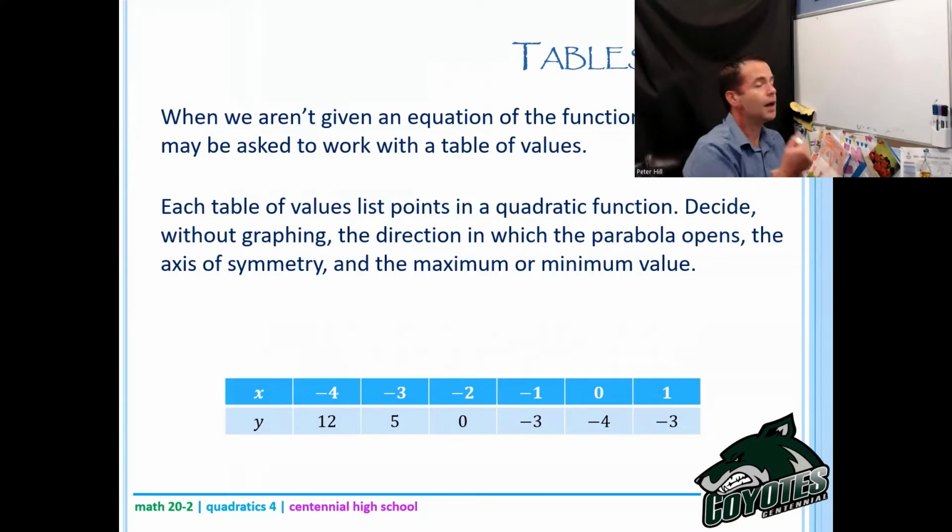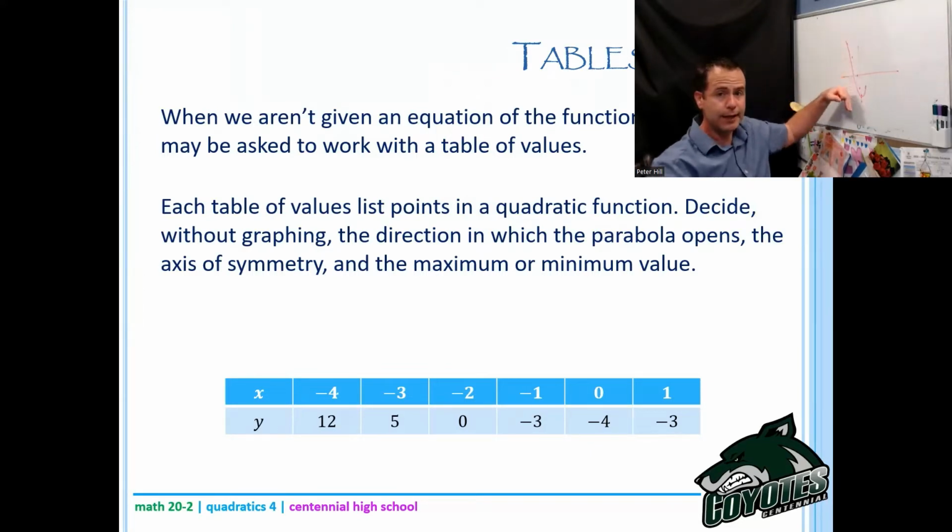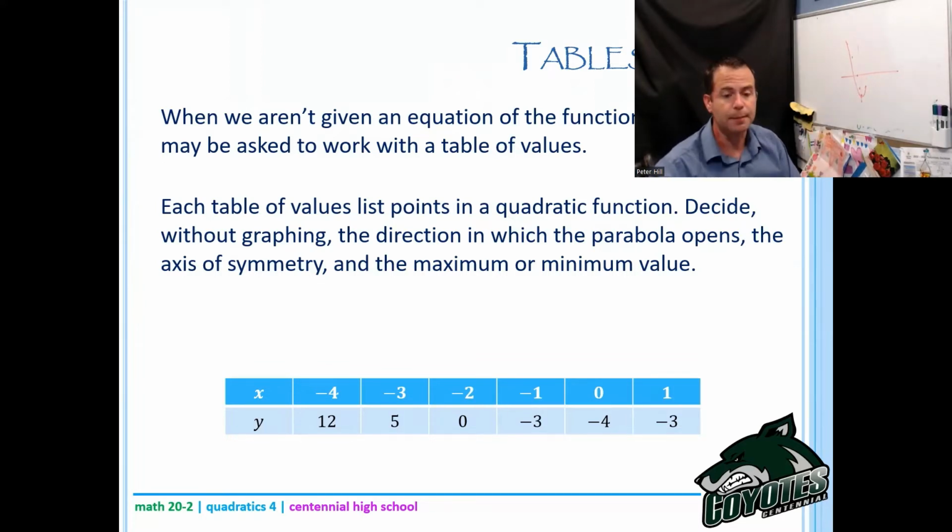What I want you to notice, and we could just draw it out for a second: at -4, I'm at 12, and at -3, I'm at 5. And at -2, I'm at 0. And at -1, I'm at -3. And at 0, I'm at -4. And at 1, I'm at -3. So what I want you to notice is I'm going down, down, down, down, down, and then from that last -4 to -3, I turn direction. So that tells us that this graph is opening up.